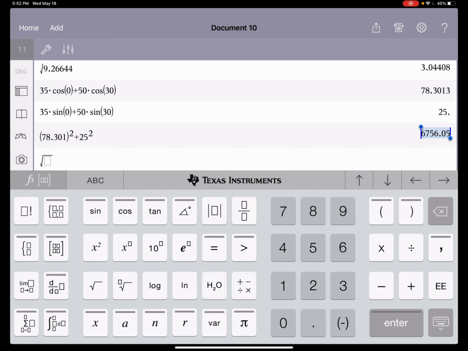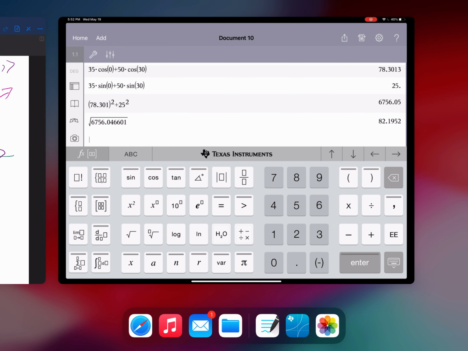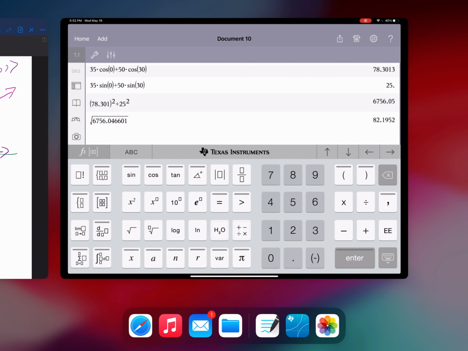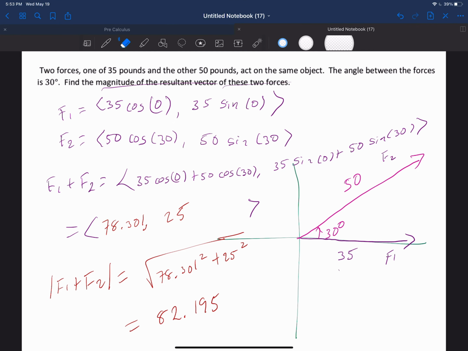I'm going to go up and copy. And then my final resultant force will be 82.195 pounds. So our final answer will be 82.195 pounds. Don't forget to put your unit.